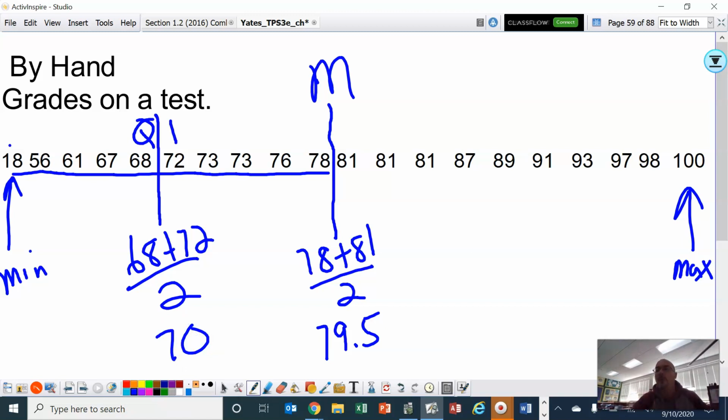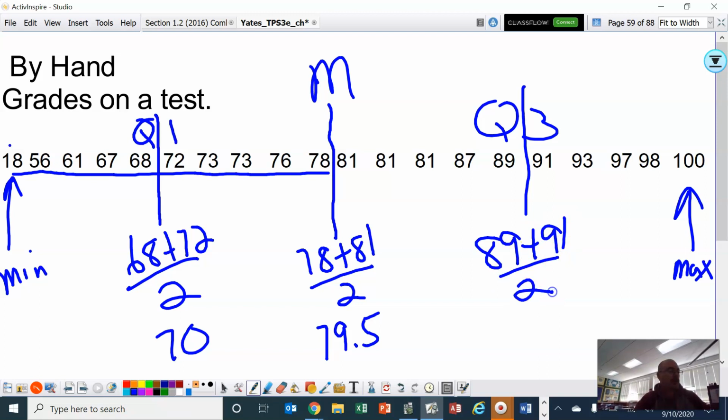Same thing for the Q3. There's 10 numbers to the right of the median. So I'm going to split those with 5 to the left, 5 to the right. So this is going to be Q3. 1, 2, 3, 4, 5, 1, 2, 3, 4, 5. So again, since it's an even number, I'm going to take those two numbers, add them together, divide by 2, and I'm going to get 90.